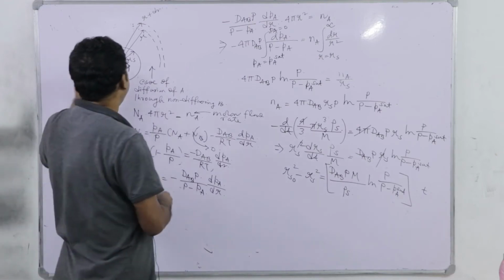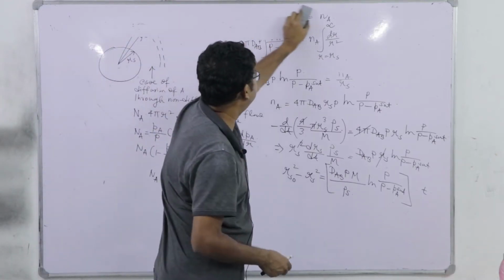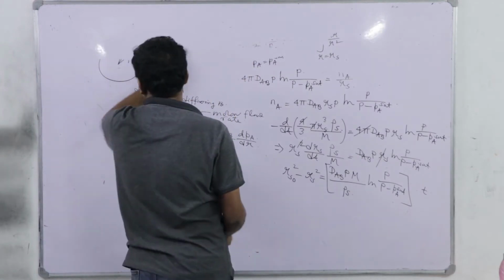Let us take up another example, which is diffusion through a tapered tube. Let us say it is an equimolar counter diffusion.